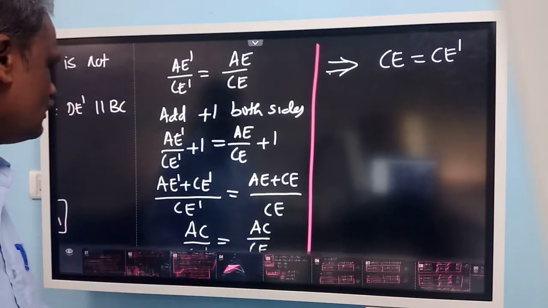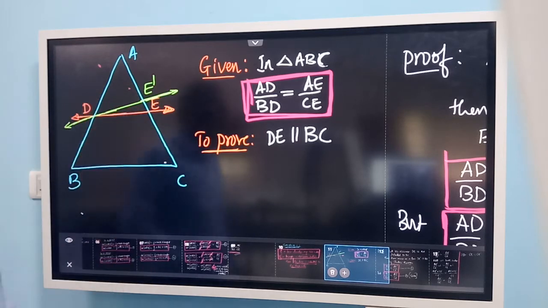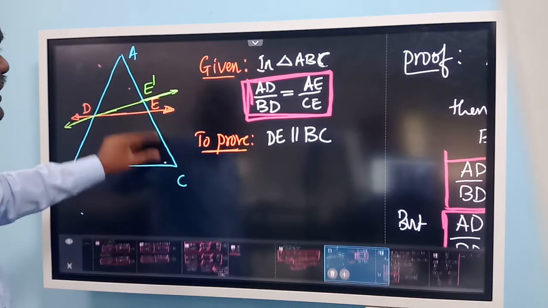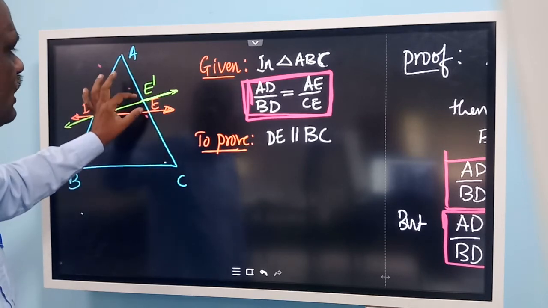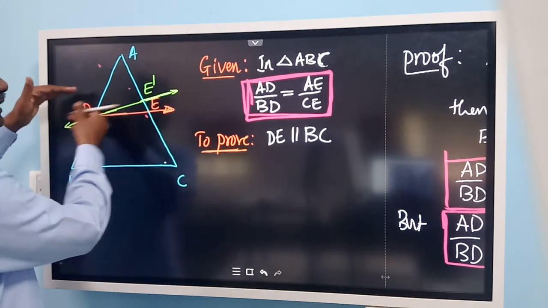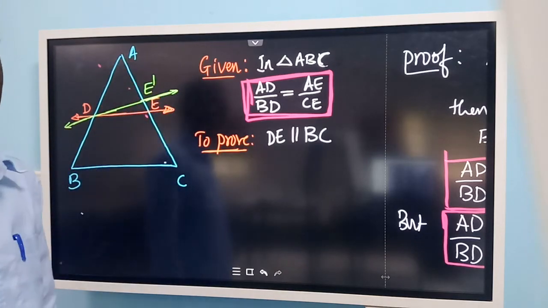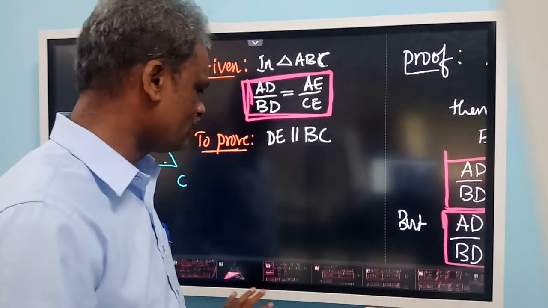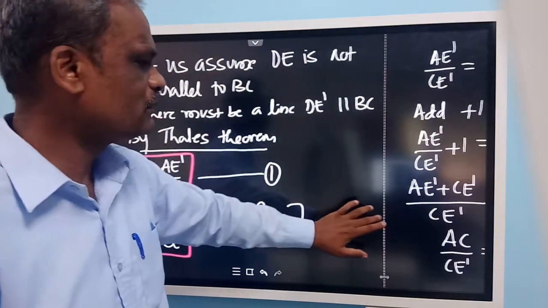Look at the diagram. CE and CE dash are equal means, is it possible? No. It is possible only when E and E dash coincide, since the points are taken on the same line at distinct positions. If E and E dash coincide, that means D dash and DE are both one and the same. So you can say that this is not possible.